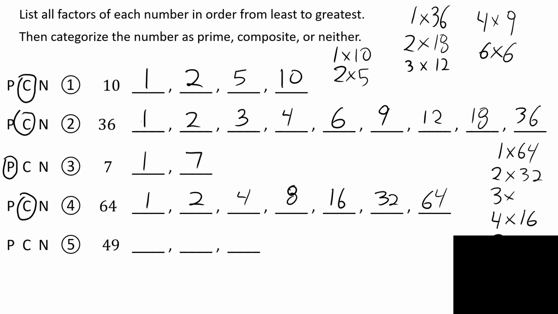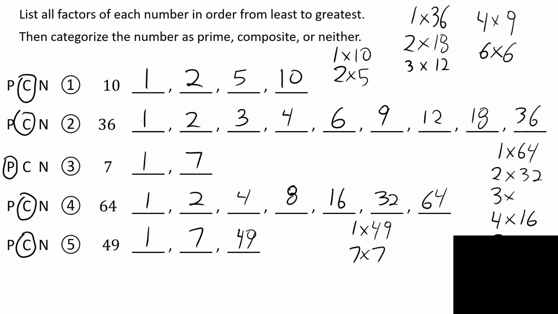For number 5, please copy down the number 49. You want to challenge yourself and try to list the factors before I do? Again, at any point, if I'm going too fast, we can always hit the pause button, right? Or you can rewind if you need to. Well, 1 times 49, place the 1, place the 49, and then, of course, we've got 7 times 7. That number is composite because there are more than 2 factors.